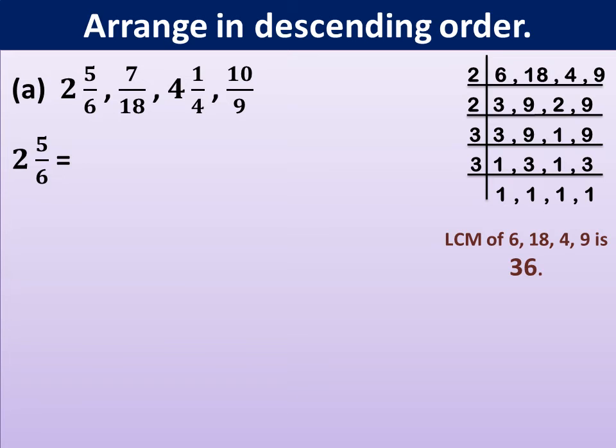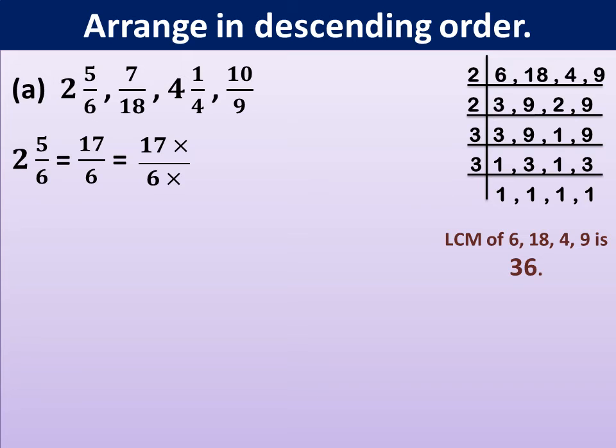First we take 2 5 upon 6 to make the denominator same. See, 2 5 upon 6 is a mixed number. So first we will convert it into an improper fraction. 6 2s are 12 and 12 plus 5 is 17. So the fraction is 17 upon 6.